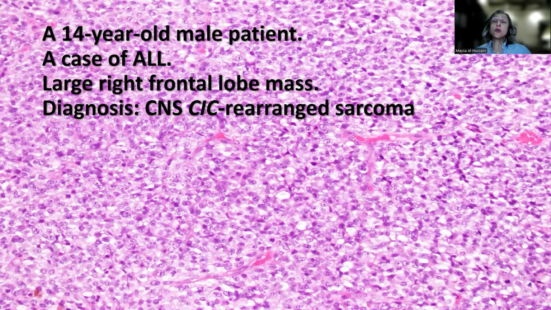Remember that this is a very aggressive type of sarcoma, primarily occurring in the soft tissue. 10% of cases occur in the viscera, including the central nervous system as a primary site. But whenever we encounter such a tumor in the central nervous system, we have to rule out metastasis.